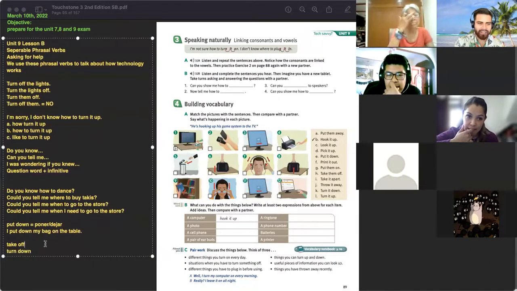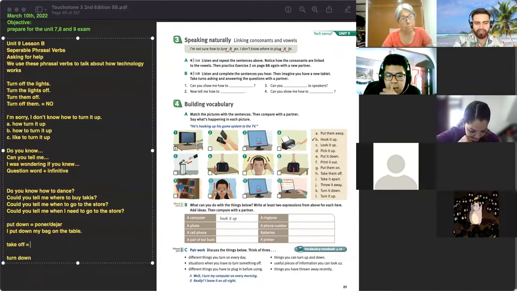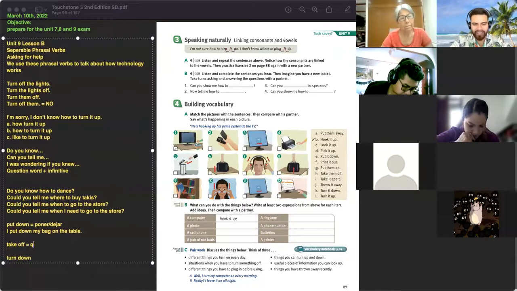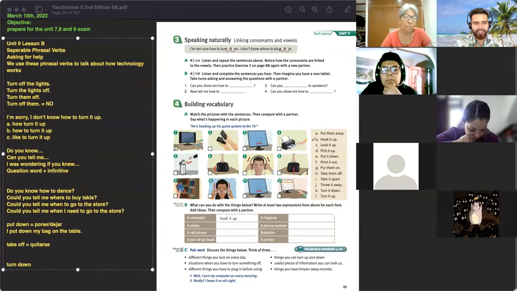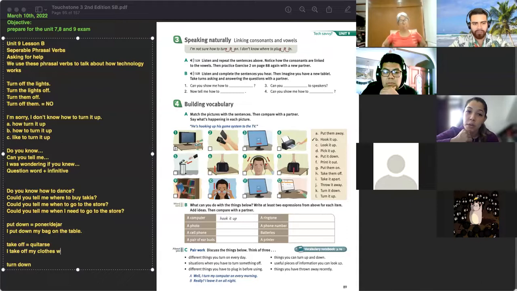Okay. And take off. Spanish. I'm not sure. Quitarse. How do I say me quito la ropa cuando llego a casa? I take off my clothes when I get home. All right. Good. When I get home.